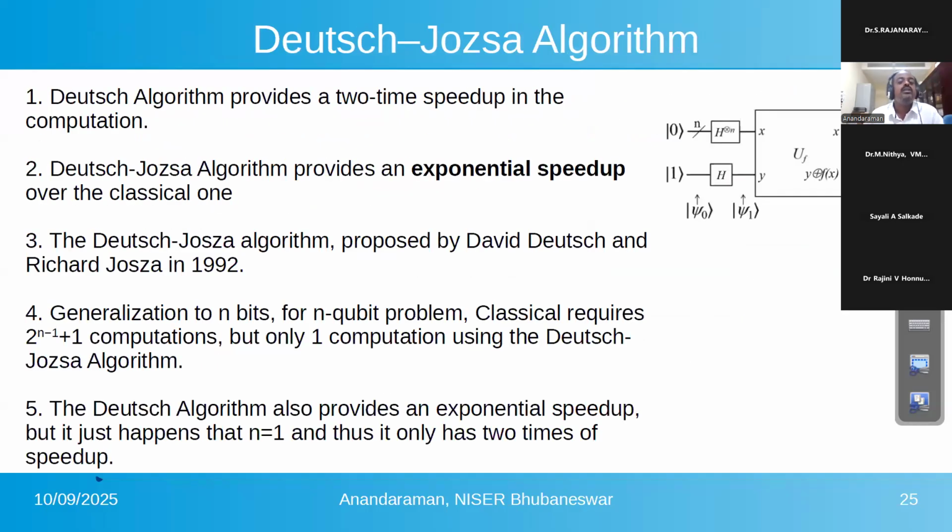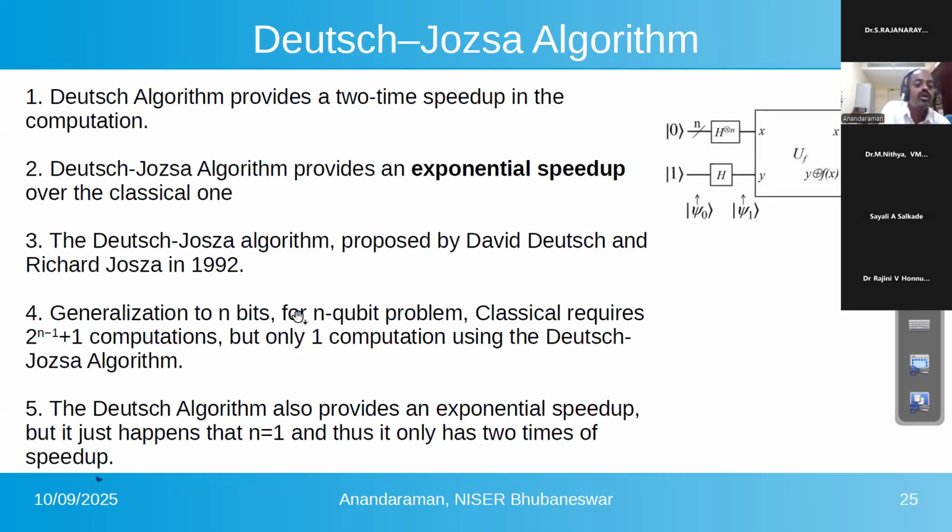So, okay, Deutsch-Jozsa algorithm. Here we have n qubits. In the Deutsch algorithm it is 1 qubit, but here it is n qubits, and y will be only 1, not n. The Deutsch algorithm provides a 2 times speed up in the computation. The Deutsch-Jozsa algorithm provides an exponential speed up. This was done by both, in 1992. So, for an n qubit problem, classical requires 2 power n minus 1 computation.